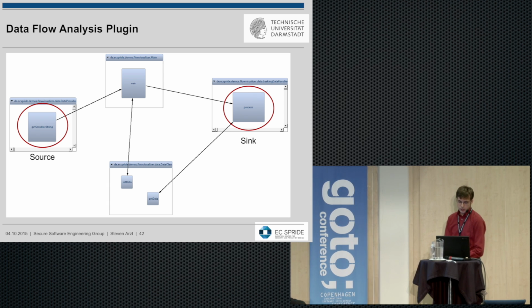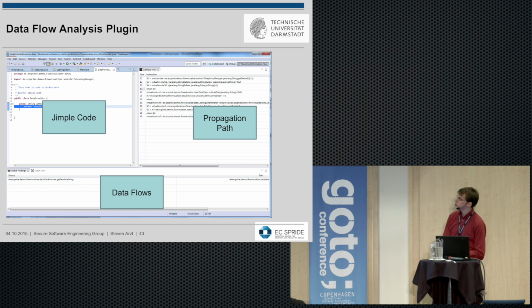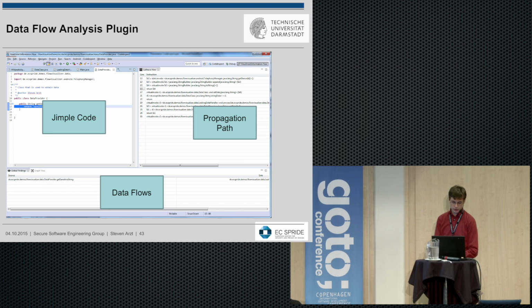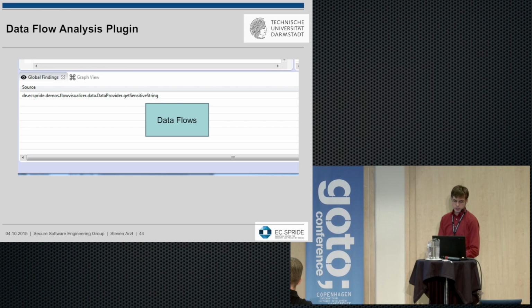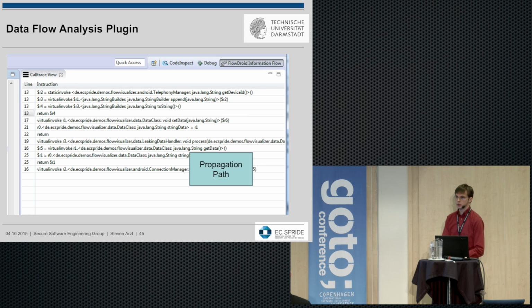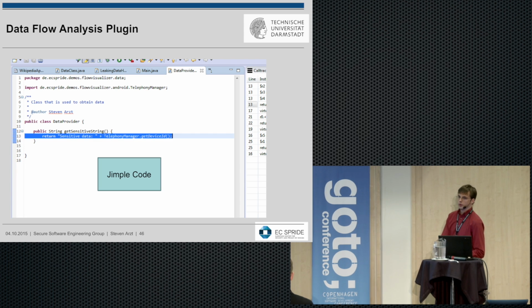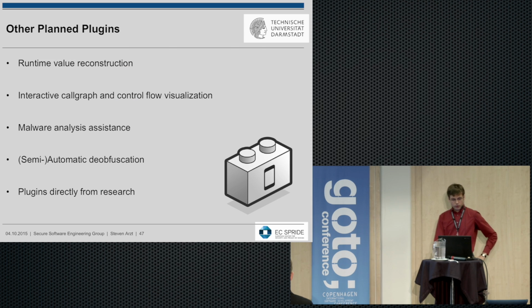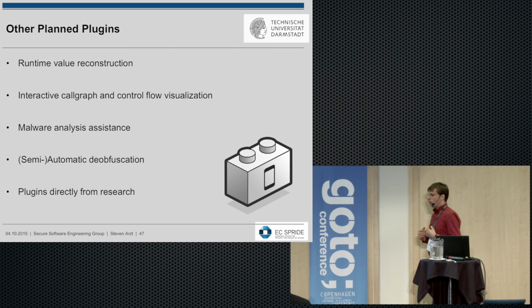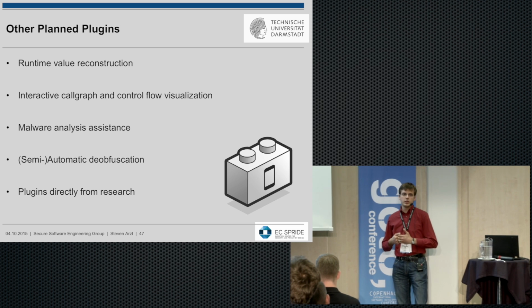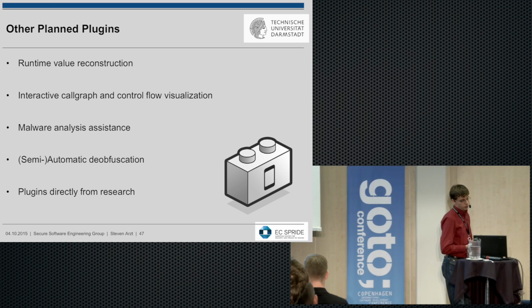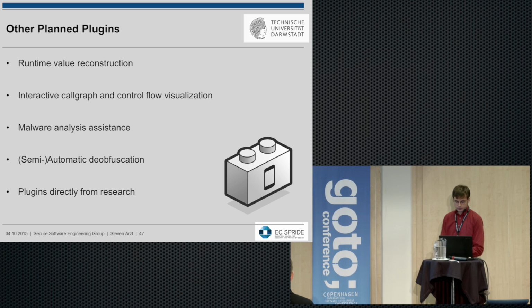And in the CodeInspect UI, this is just a list of the data flows and the propagation path along which the data is shown in the program. For instance, here you see the source method. You click on it, you see all the statements involved in propagating the data, and you can jump to the code where this happens. And this is also one of the things we can use for looking into malware. We were working on more plugins like automatic deobfuscation, reconstructing encrypted runtime values fully automatically, and much more. Maybe I can show you this in a future edition of GoTo.